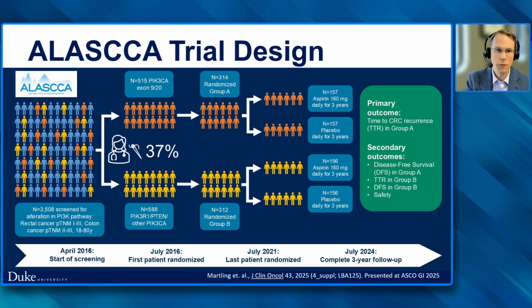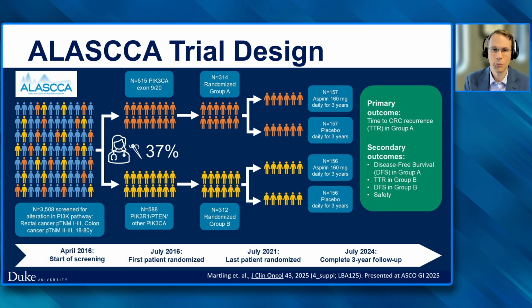And then finally, I want to move beyond the ctDNA MRD story to another thing we can do to help our patients who have resected stage 1 through 3 colon or rectal cancer. This is the ALASCCA trial, which was conducted in Scandinavia. Here, they enrolled 3,500 patients who had resected stage 1 through 3 colon or rectal cancer and sequenced the tumors for PI3 kinase pathway alterations, and took a group of patients who had PIK3CA mutations in exons 9 and 20 and randomized them between aspirin or placebo for 3 years.